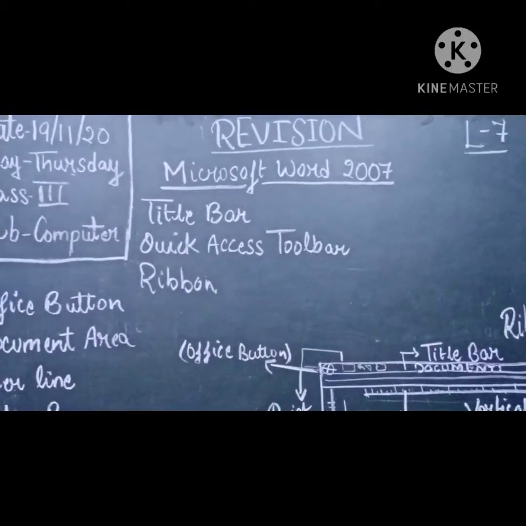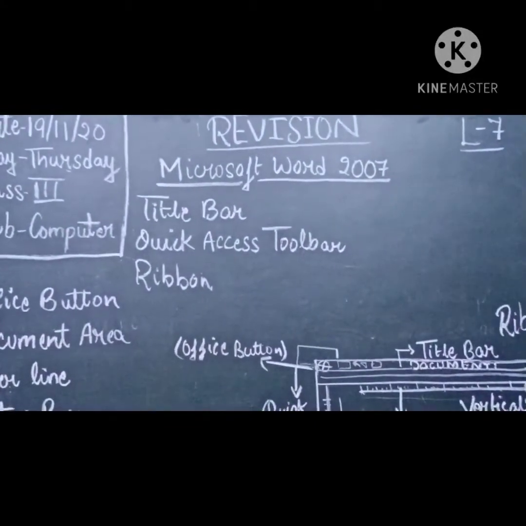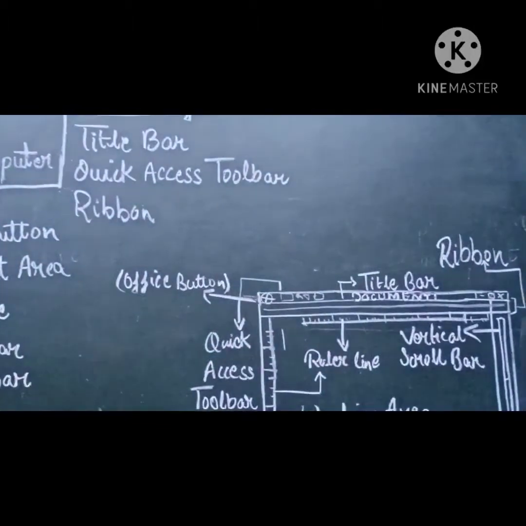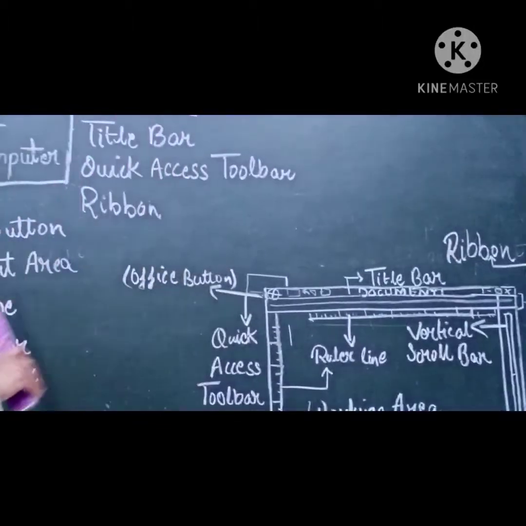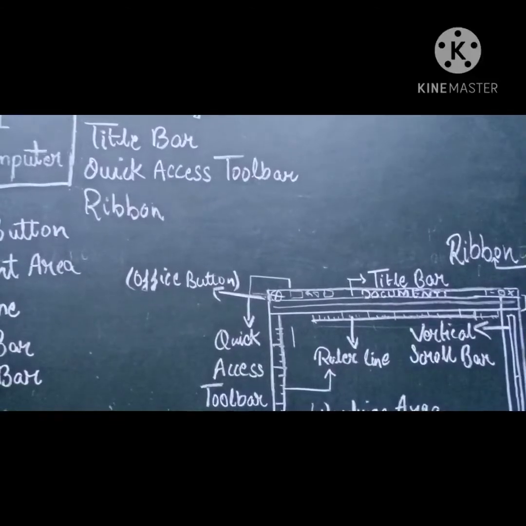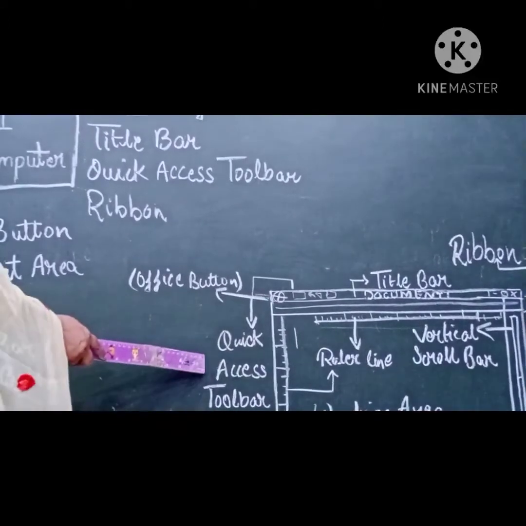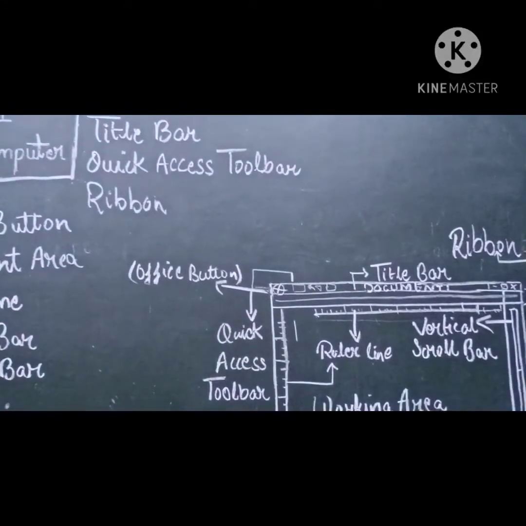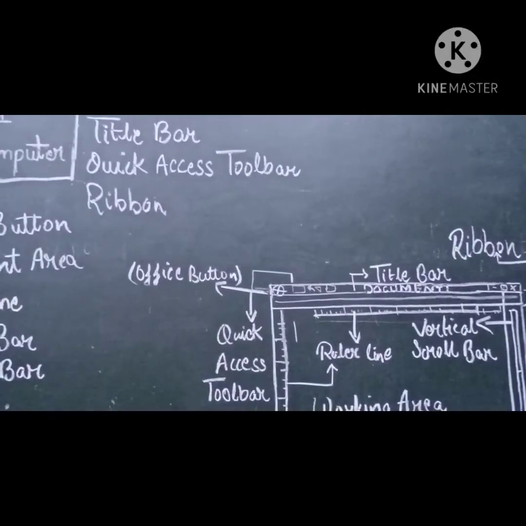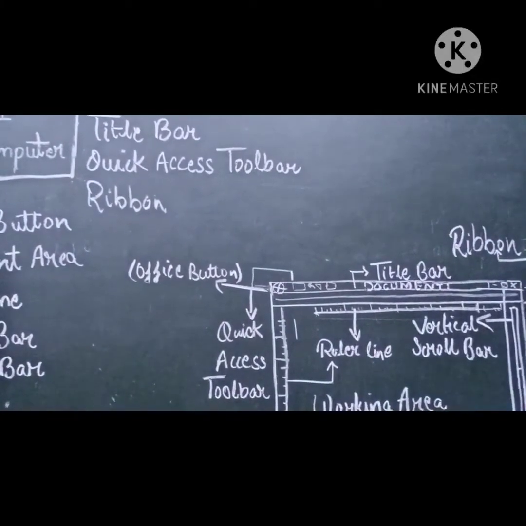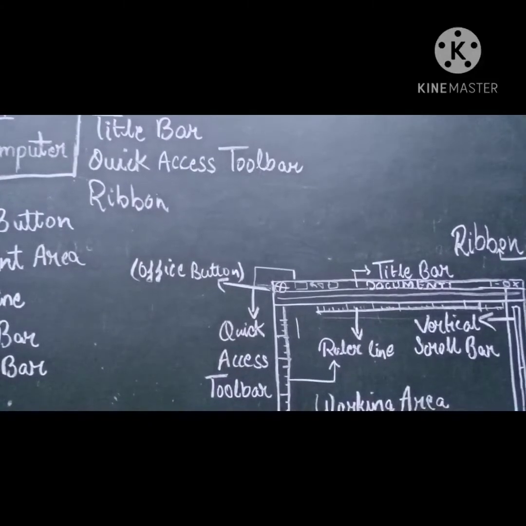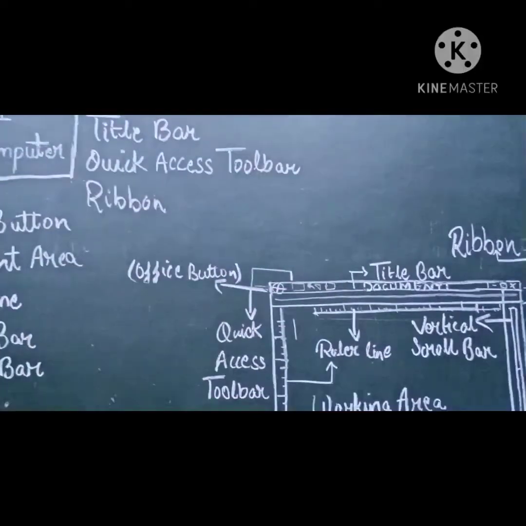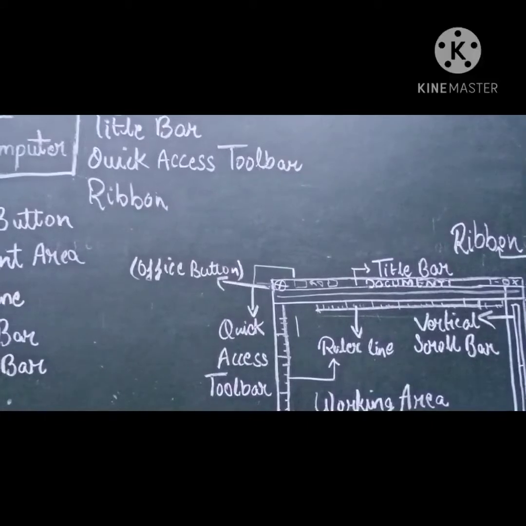As I have told you just now, the title bar is on the top of the screen here. Look at it, children. It displays the name of the current document and application. Next is, children, quick access toolbar here. It is present on the title bar. It provides us with access to commands we frequently use. By default, save, undo, redo appear on the quick access toolbar.